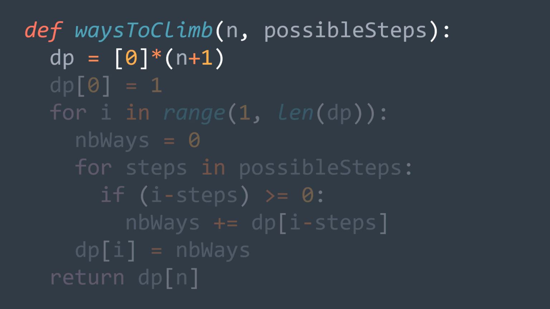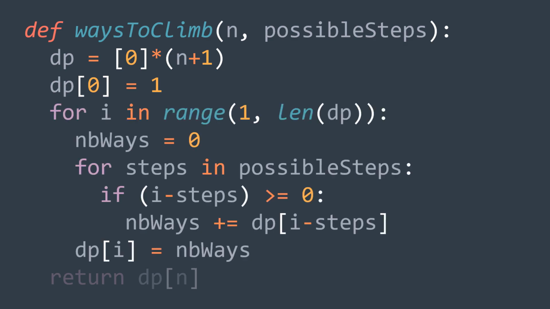We know that we have one way to jump to the step 0, it's the base case, so we put 1. And now, for each remaining index, we do the sum of ways to jump to all the steps that can reach the step i, and we put it in dp of i. After it, the ways to climb to the step n is in dp of n, and we return it.